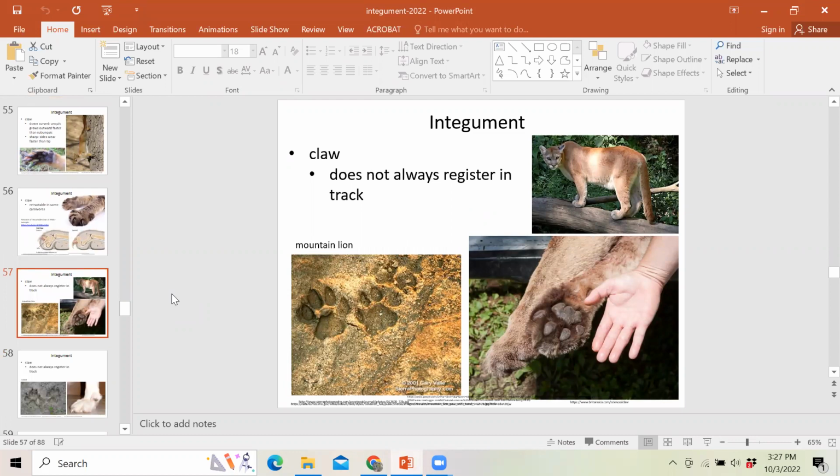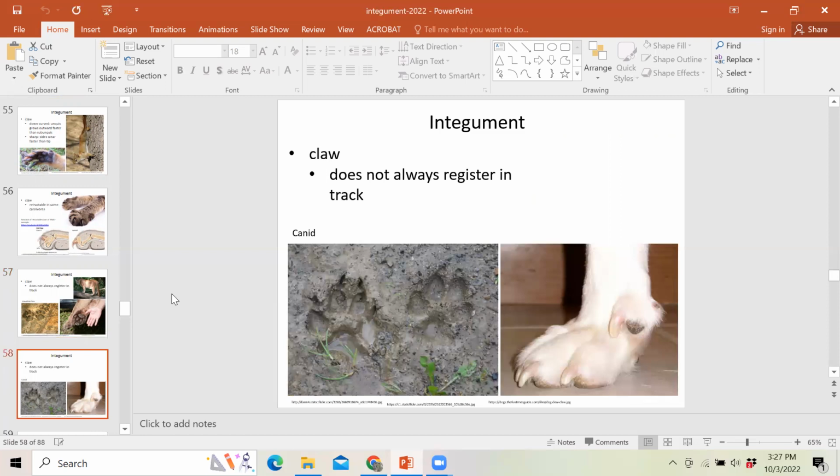When you're out looking for tracks, which you should always do when you find a muddy spot, you can see the claw doesn't always register in the track, even for mammals that don't have retractable claws. That tells you that there is a function. There are advantages to not having the claw part of your foot actually touch the ground. Probably it has to do with speed and stealth.